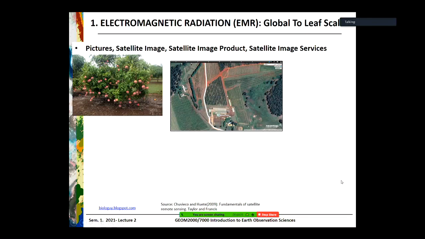So we've got all of that. Let's go into a bit more detail. Let's look at satellite images and how we actually take that through to spectral signatures.